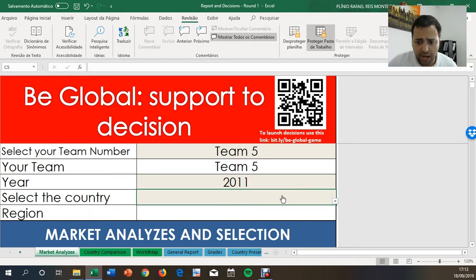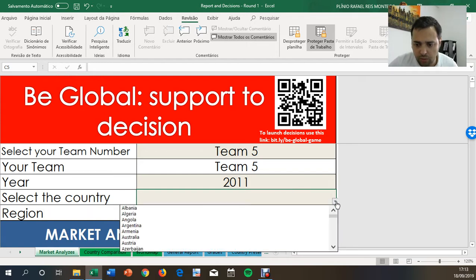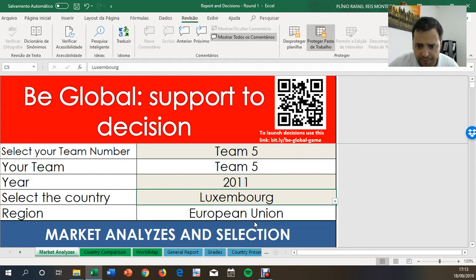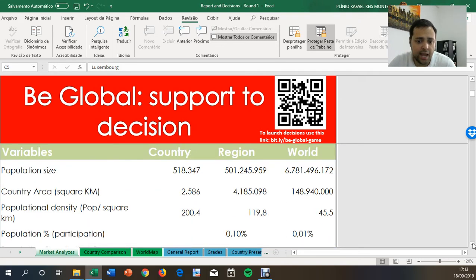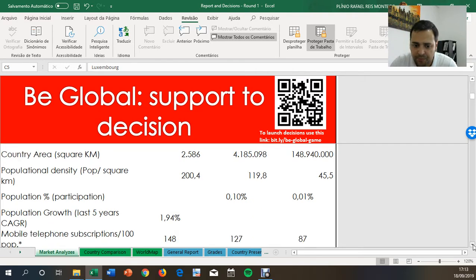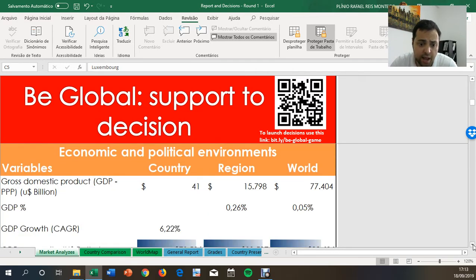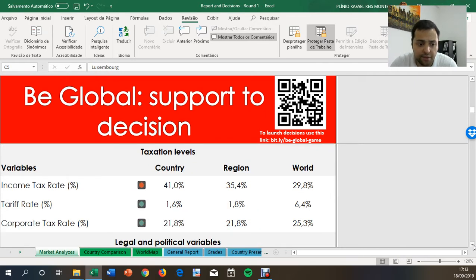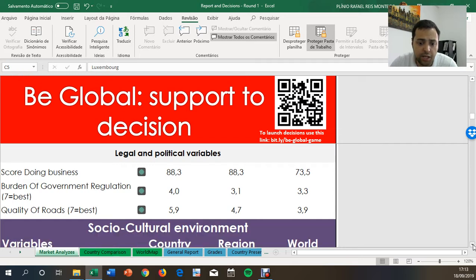But suppose that I have a country. Let's look at some country here, for instance, Luxembourg, okay? Suppose that I'm trying to enter Luxembourg, and the country is located in the European Union. You have the same analysis for the population size and the demographic information, economic and political environments, and also taxation levels and legal and political variables.